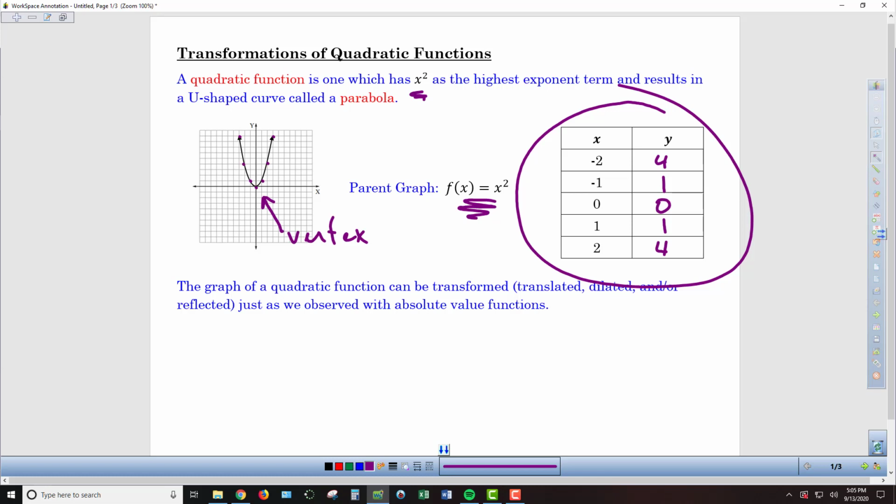And so that's what we're going to see in the lesson here, where we're going to be translating our graphs, but we can also dilate them so we can stretch them in the vertical direction or shrink them, and then we can reflect them. So instead of having a parabola that opens upward, it can open downward. But in this first section, we're just going to focus on translations of these parabolas.